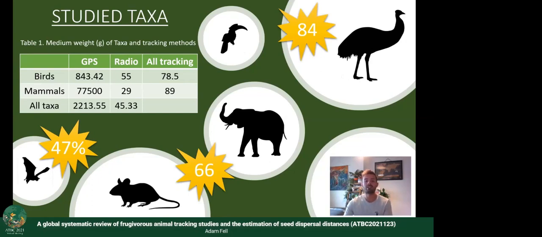Even though there was a wide range of species studied across the publications, the median weight of birds and mammals tagged was relatively small. The same is true for the median weight of species tagged with radio transmitters, whilst larger species are more likely to be tagged with GPS tags. The median weight of birds and mammals tagged by GPS units was larger than that of animals tagged by radio transmitters, despite advances in technology and miniaturization of tracking units.